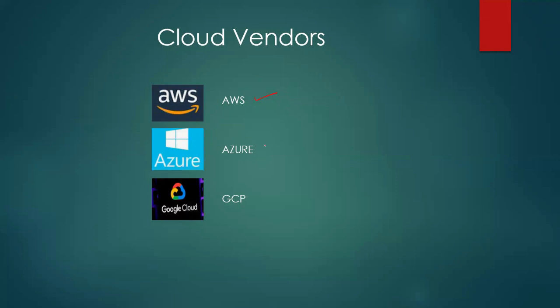Then we have Microsoft Azure. It has around 20 to 25% of the market share. This is also a good one, and it is competing very well with AWS. And the third main player is Google Cloud Platform, or GCP. Again, GCP entered the market a little late compared to AWS, and now it is giving good competition to both Azure and AWS. But remember, the market leader is AWS, then Azure, then GCP.